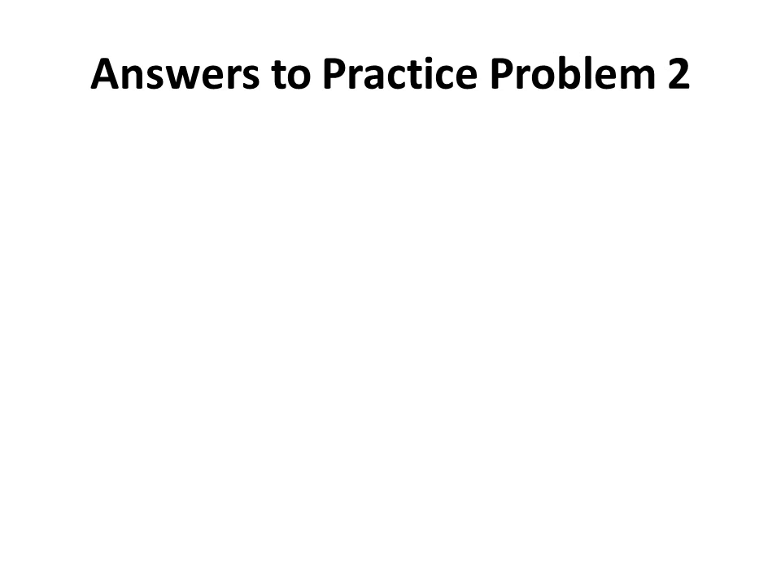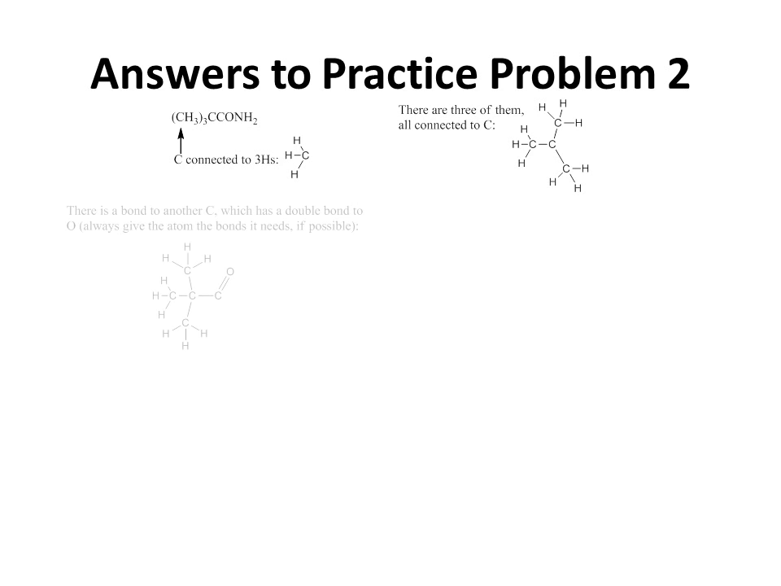Answers to practice problem 2. Okay, we start off with the carbon connected to 3 hydrogens, giving us our CH3. There are 3 CH3s. They're all connected to a carbon. And then that carbon still has one more bond, which it uses to connect to the next carbon. And that carbon has a double bond to oxygen. That satisfies the oxygen's bond requirements.